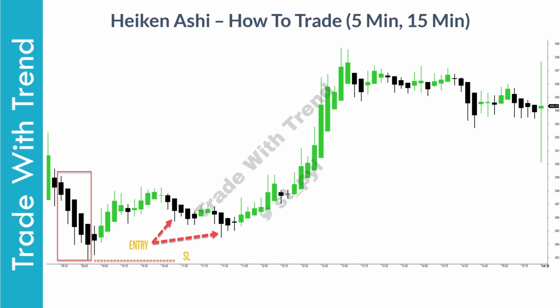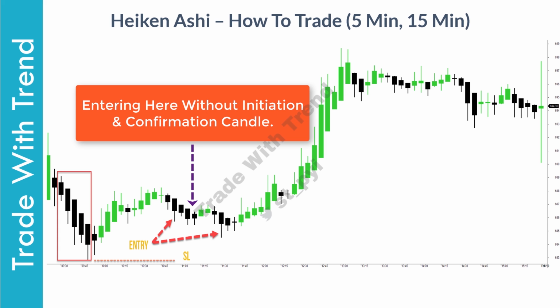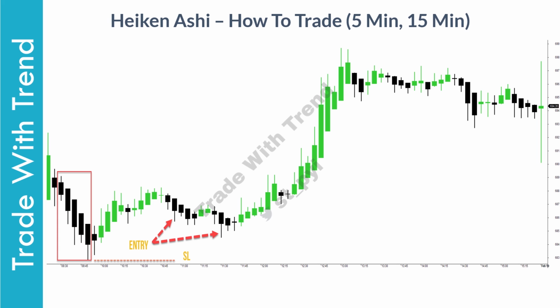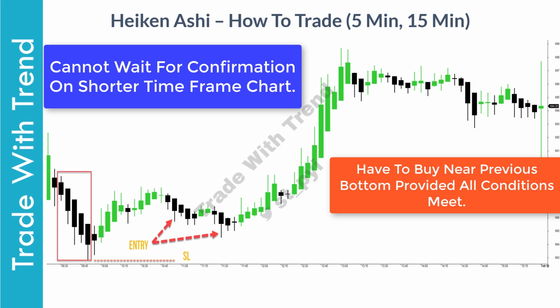Now let me state that this is a risky strategy as you're not waiting for initiation candle and confirmation candle. On a shorter time frame chart, by the time you wait for an initiation and confirmation candle, 80% of the move will already be done. Therefore, you cannot wait for too many confirmation signals as you have limited time on your hand. This is precisely why you need a different approach on a shorter time frame chart and a different approach on a longer time frame chart.